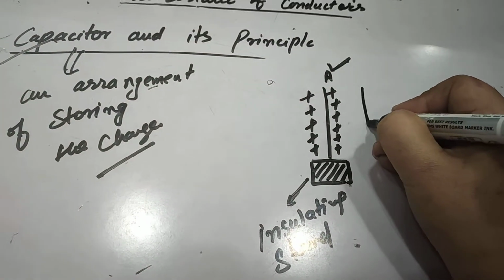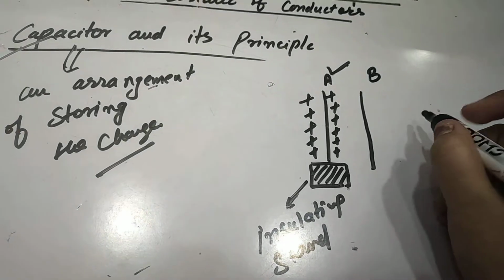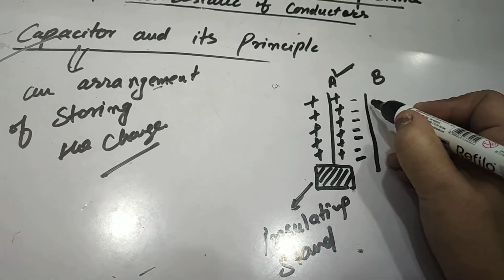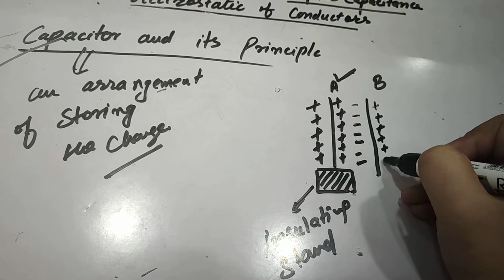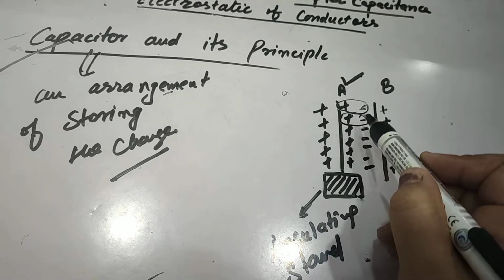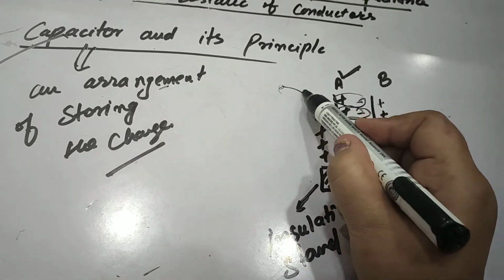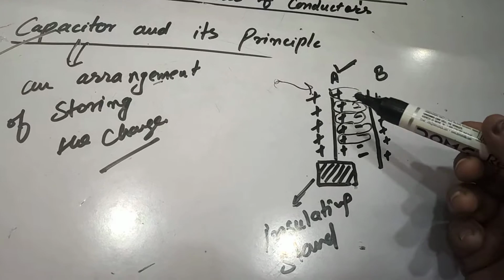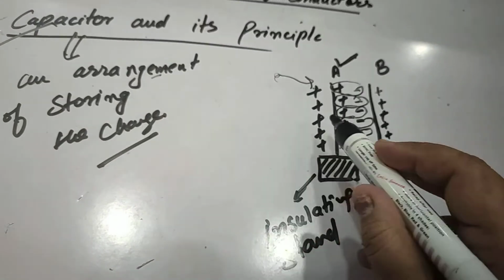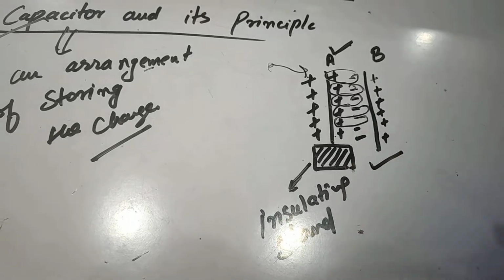We will bring another uncharged rod B. Then by induction, negative charge will appear at the near face of B and positive charge will develop at the further face of B. So this negative charge will tend to neutralize this positive charge. It means more charge can be given to it, so that its potential rises to the maximum value again. So this is the method by which we can increase the amount of charge given to the plate A.